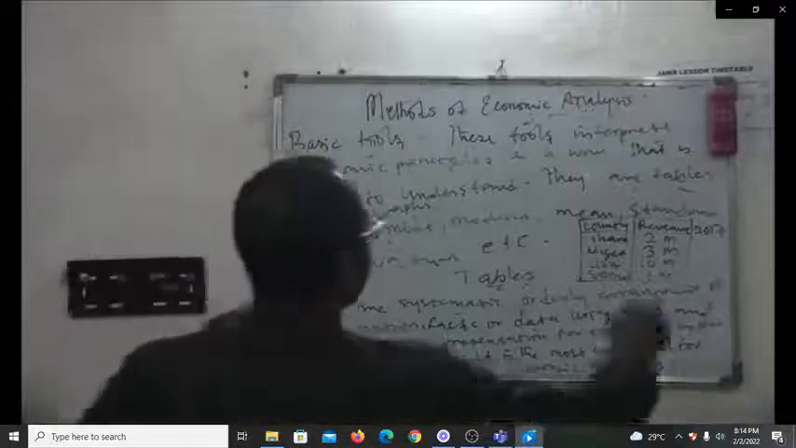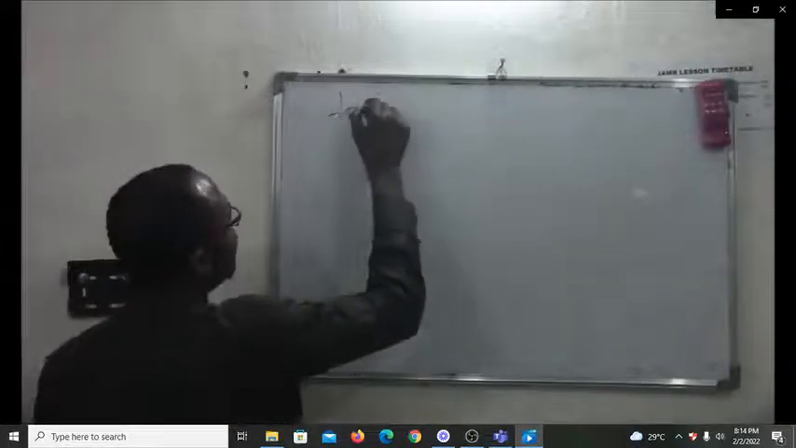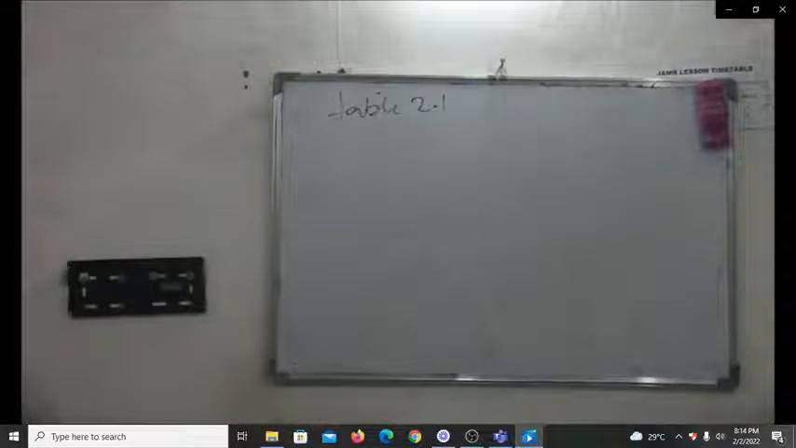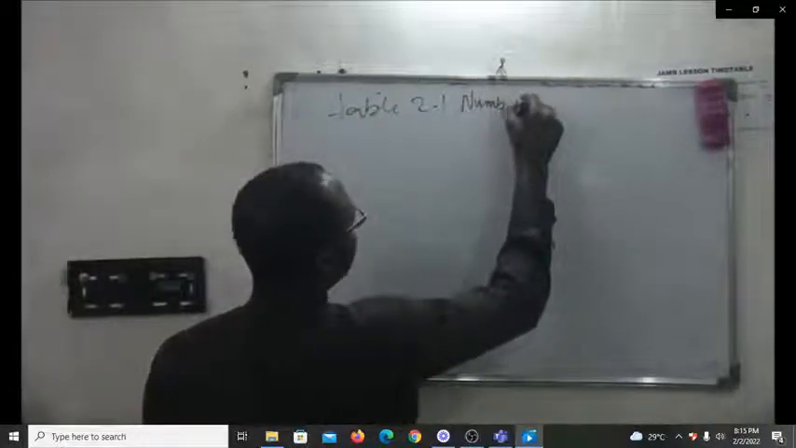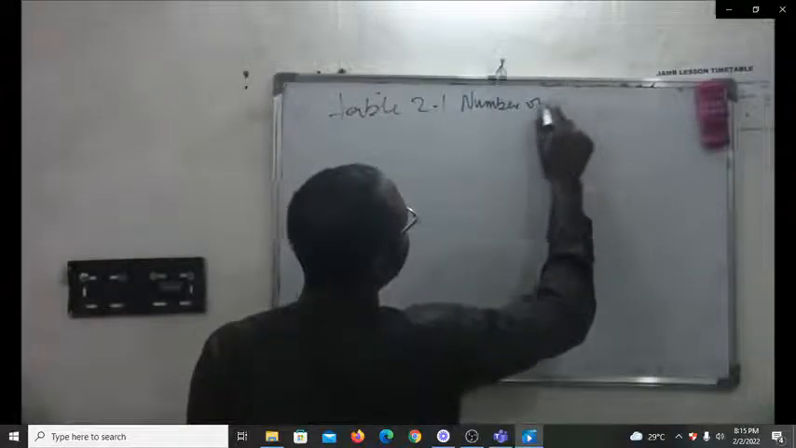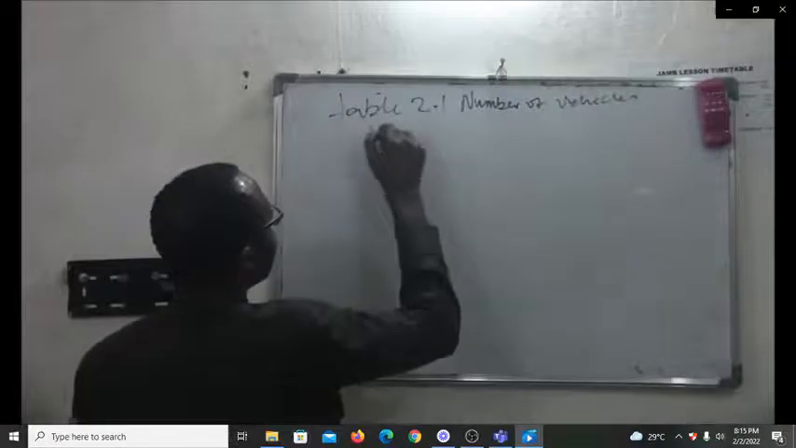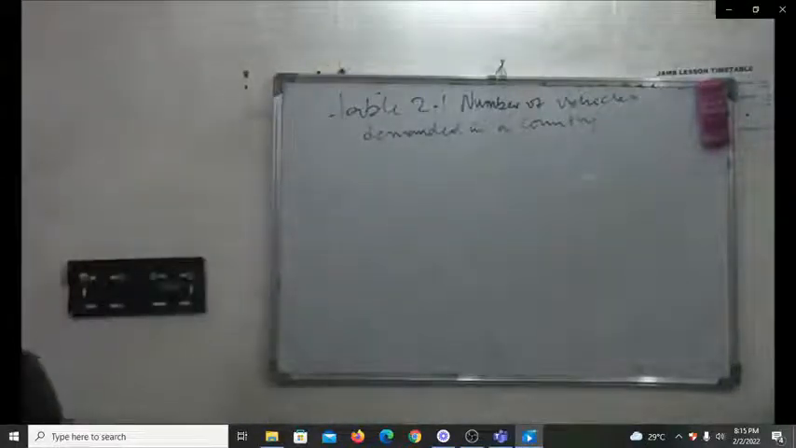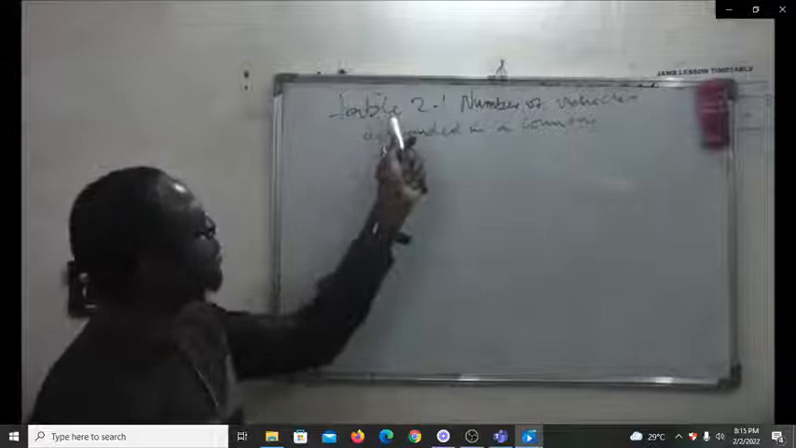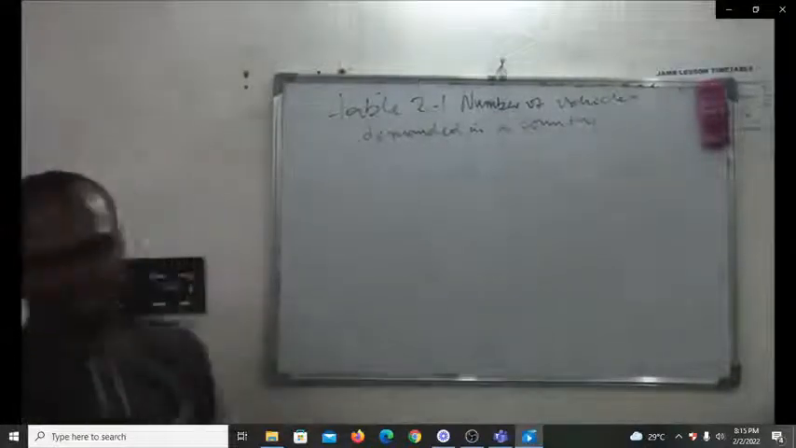So now, I'm going to draw a table. The table I just drew now is a sketch, so let me draw a perfect table. Table 2.1. This is how you draw a table. You must put the table name: number of vehicles demanded in a country. This is the table number, and this is the title of the table.